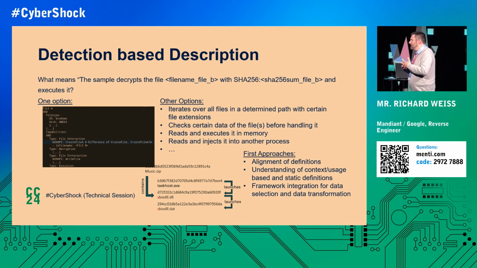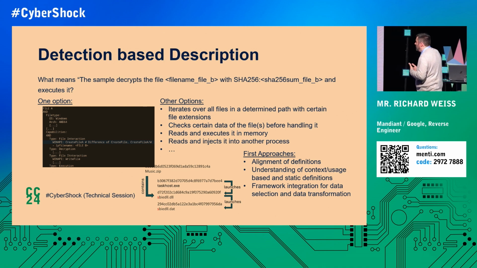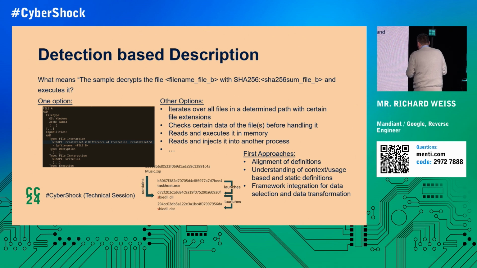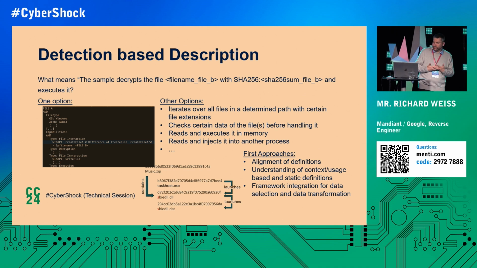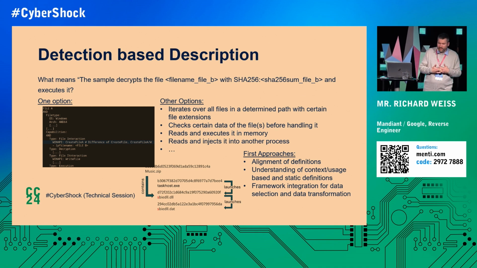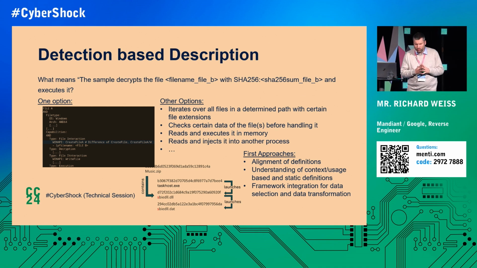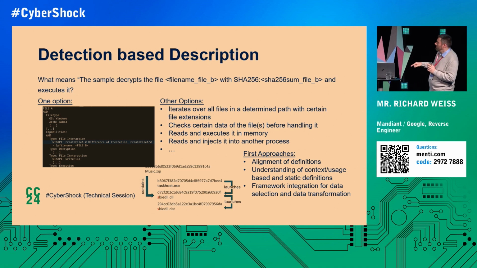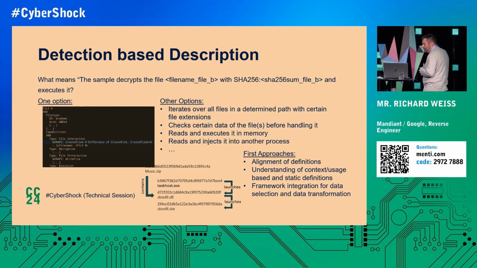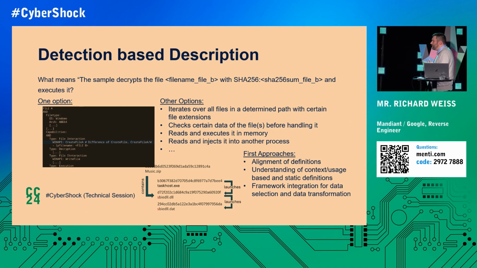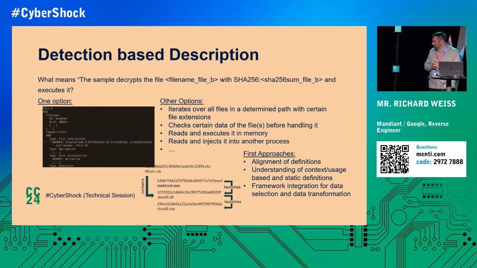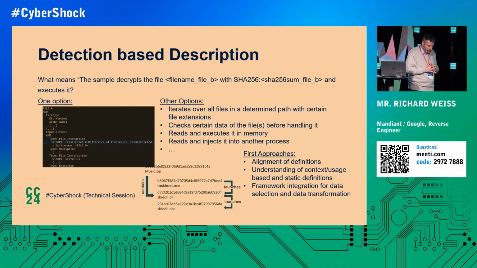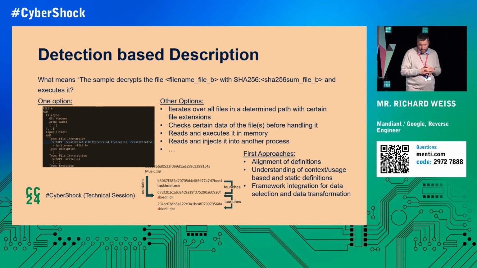So what is really happening if I say the file is decrypted and launched? And there we have the first approaches. One of the first approaches is the alignment of definitions. That sounds quite strange. I will talk about all three and explain why they are linked together. Then we have the understanding of context and usage-based definitions and static definitions.